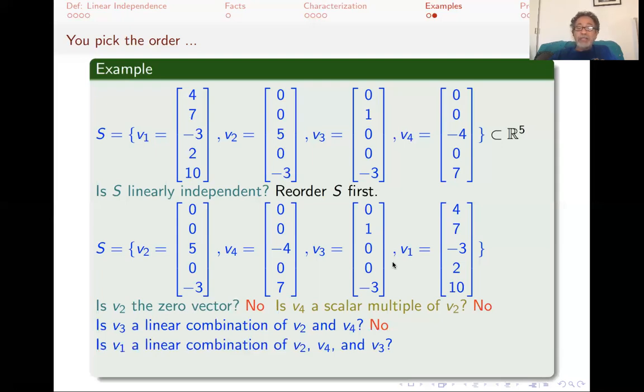And the answer to that is also an immediate no, because that first coordinate of V1 is a 4, and all of the other ones have a 0 in that coordinate. So the answer to that is also no. As you have noticed, there was really no calculation to be done. All of those were quick decisions that we had to make, and therefore S is linearly independent, because the answer to all of those things was no.